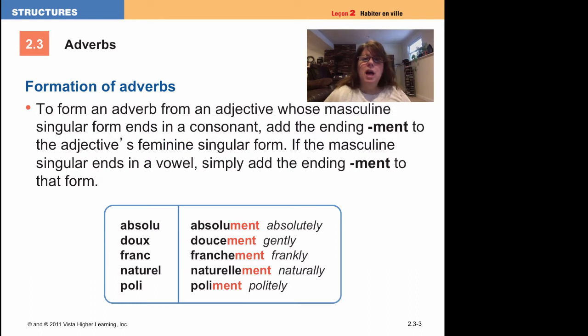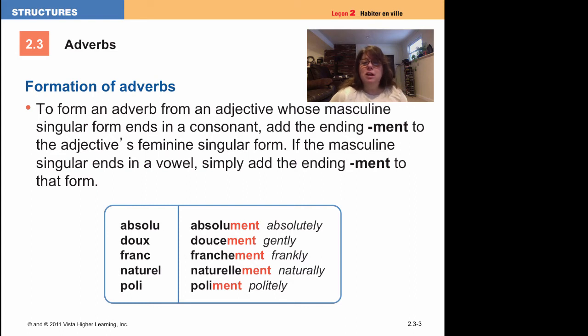Let's look at some. Absolu. Absolu means absolute. It ends in a U. It is a vowel, so we just add ment. Absolument. Now doux. Doux ends in a consonant, so we take the feminine form douce and we add ment. Doucement. That means gently, softly, sweetly.